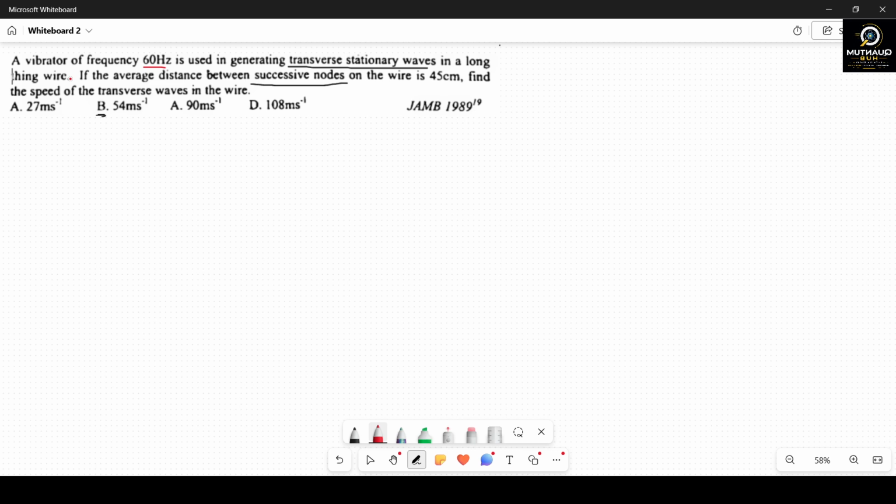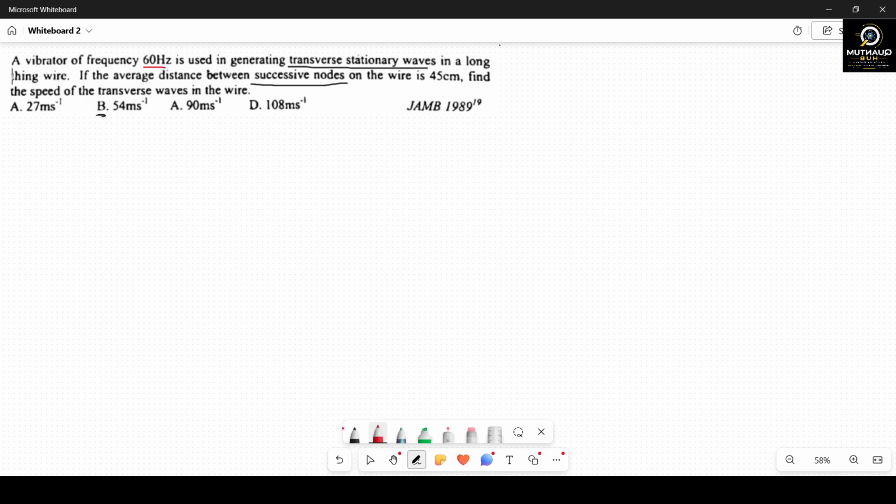in the wire. All right, so basically you need to understand some things they mentioned here. We have transverse stationary waves. We also have successive nodes. So transverse stationary waves means that the wave travels between two ends. So how do you draw the traveling of transverse stationary waves? The pattern which the wave travels, you need to first draw it.